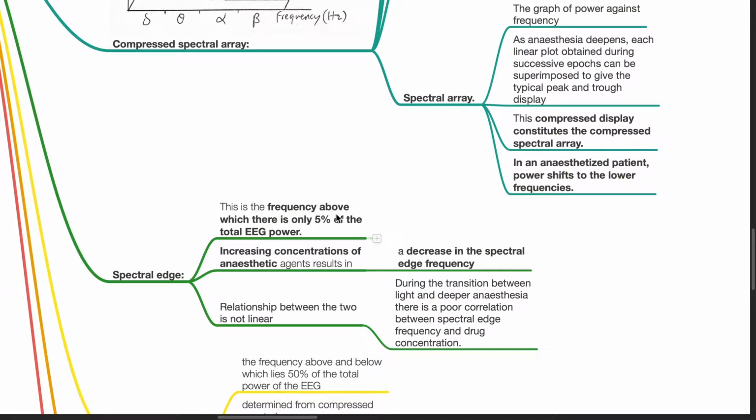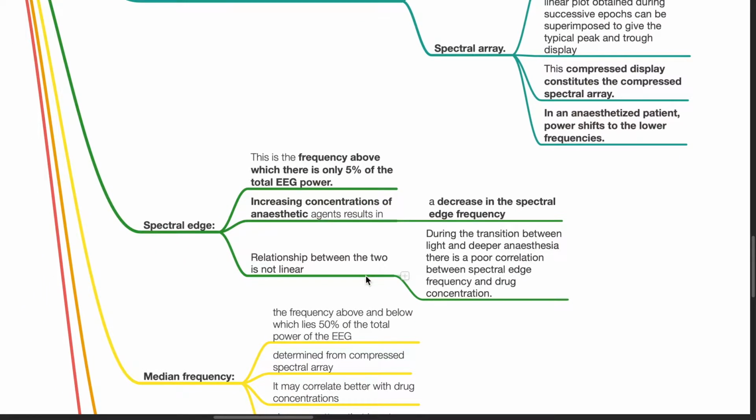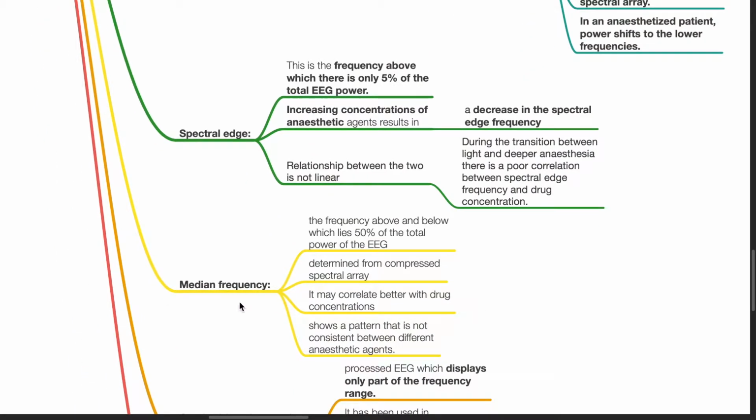Spectral edge refers to the frequency above which there is only 5% of the total EEG power. Increasing concentrations of anesthetic agents results in a decrease in the spectral edge frequency. The relationship between the two is not linear. During the transition between light and deeper anesthesia, there is a poor correlation between spectral edge frequency and drug concentration.